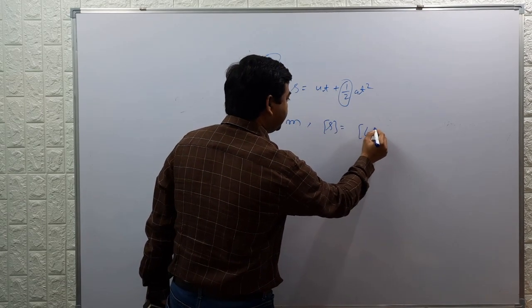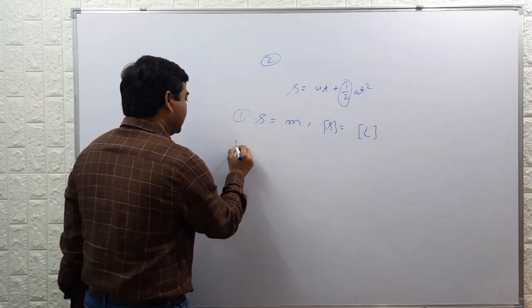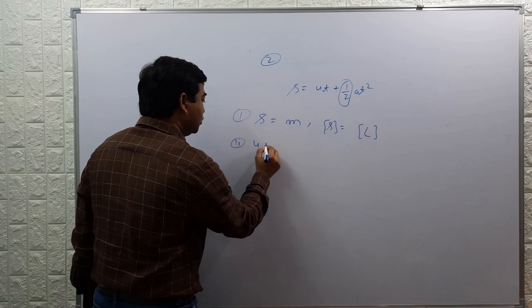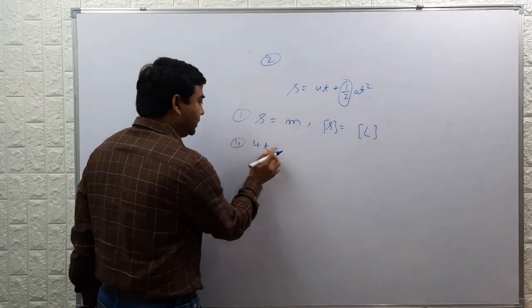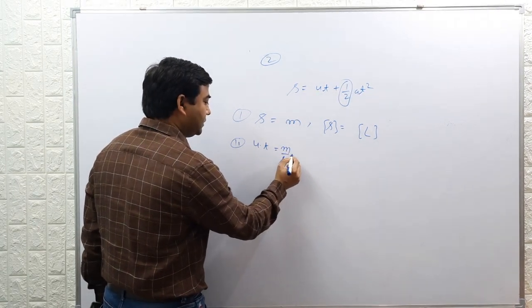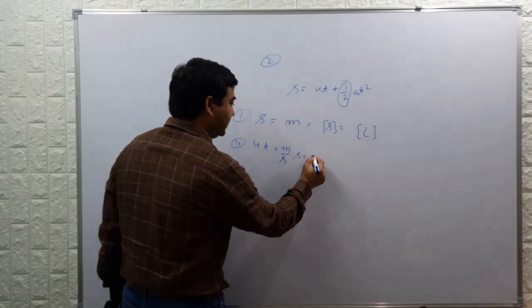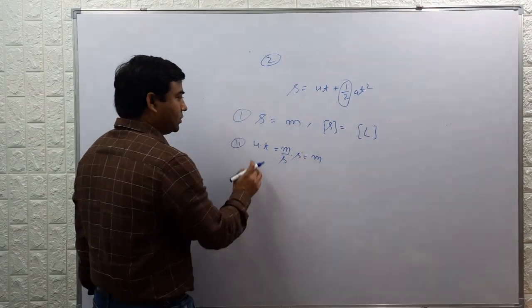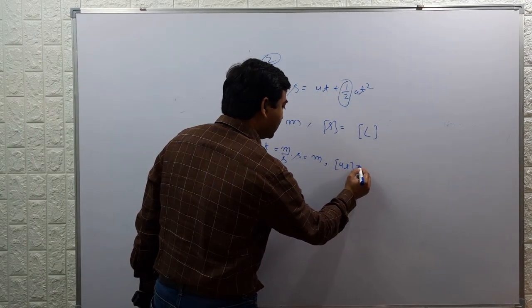First, the unit of S, that is meter, its dimensional formula you can write as L, the symbol of length. Second, ut, that is velocity into time. Velocity is meter per second, into time is second, so it is also meter. So the dimension of ut is L.